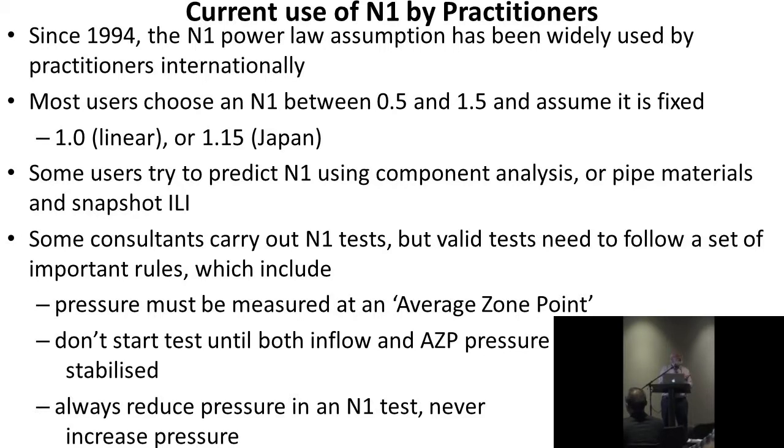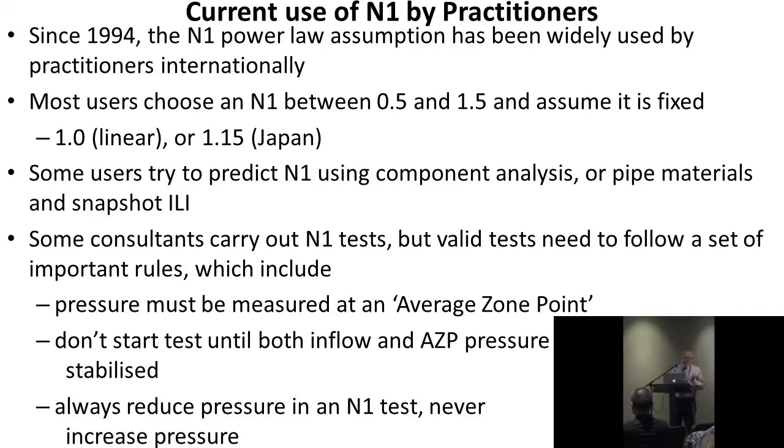You can do what's called an N1 test on your network to give you an estimate of N1, and that basically involves just measuring the flows in the middle of the night, looking for when the flows have stabilized, then you drop the pressure by X meters, see how much the leakage has dropped, and therefore you can just quickly work out what N1 is.